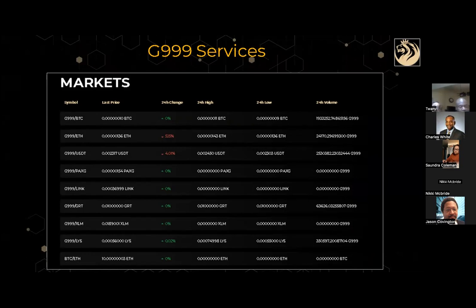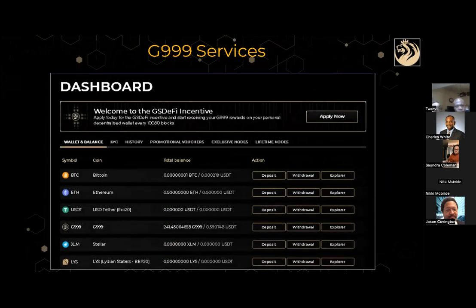It's a fantastic tool, and if you haven't used it, I recommend you at least take a look. In addition to the markets, you have a dashboard here. This dashboard has wallets that include all of those other coins, in case you want to gather some coins through the markets. This is where they are deposited.